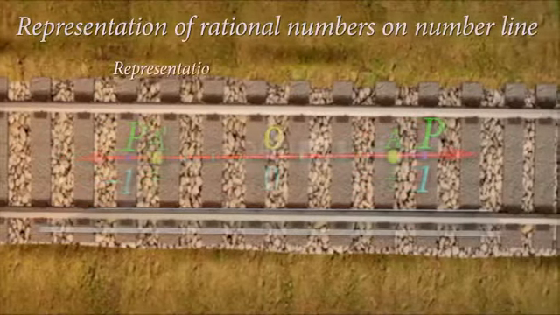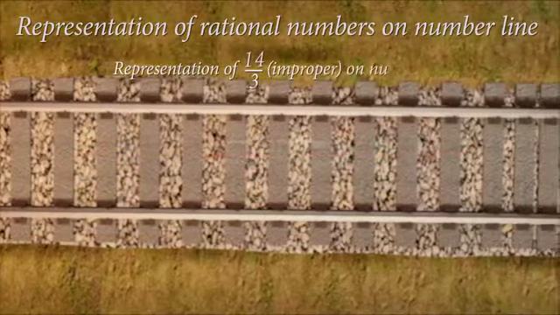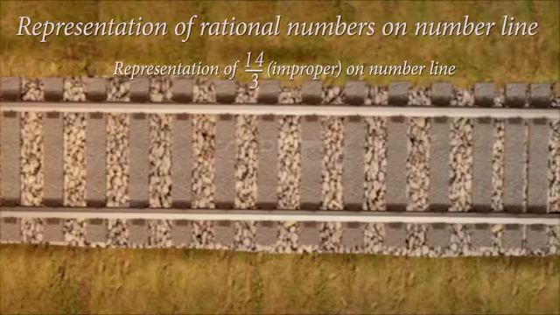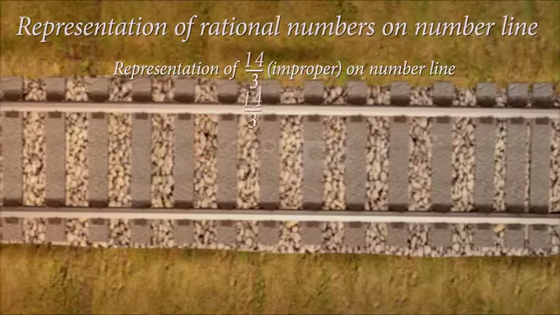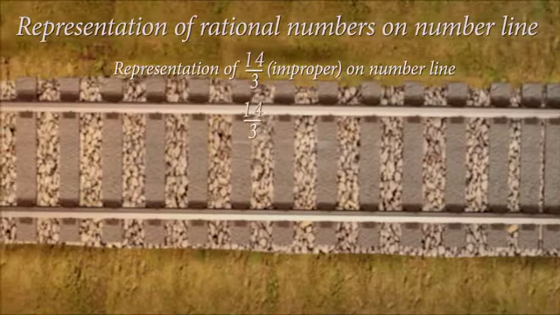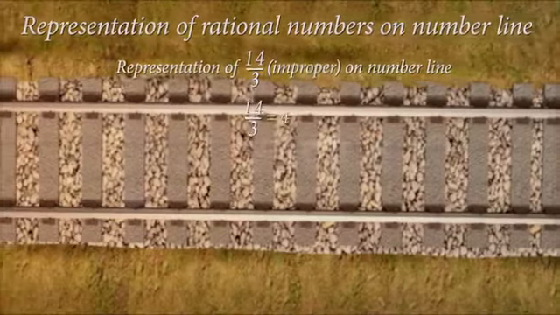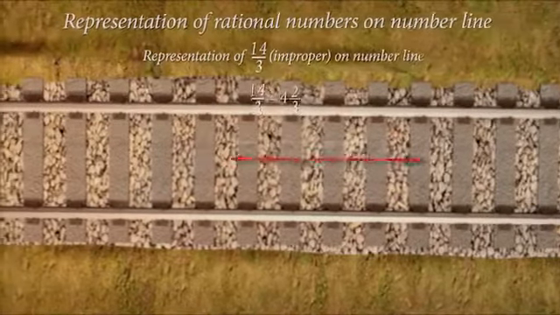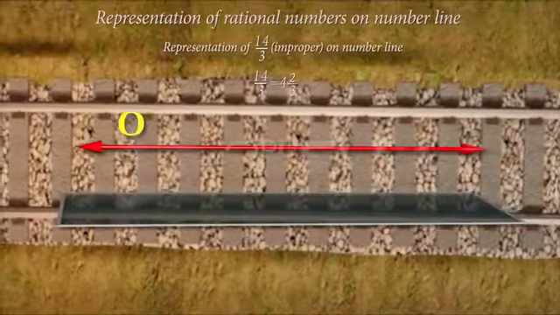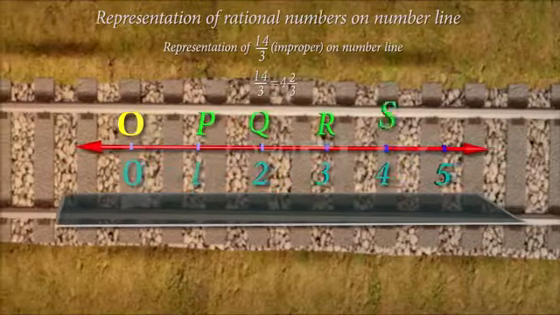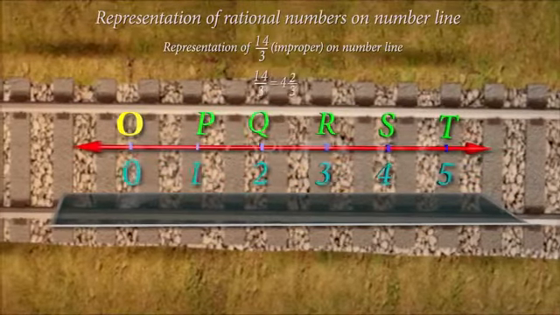Representation of an improper fraction on a number line. For example, 14 by 3. Convert 14 by 3 into a mixed fraction as 4 and 2 by 3. From O, set off unit distance points P, Q, R, S and T respectively.